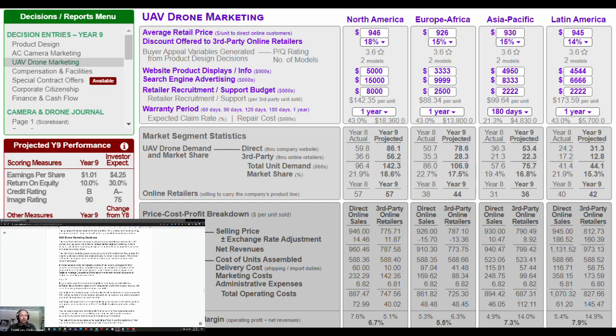UAV drone marketing decisions. The top of this third decision page displays 6 marketing-related decisions for UAV drones, and just below it is a section labeled Market Segment Statistics. Enter a value for any of these marketing decisions to see the effect on projected unit sales and projected market share. The UAV drone marketing page shows price, cost, profit breakdowns flowing from the marketing decision entries and projected sales volumes in each region. The bottom of the decision page includes a section for entering anticipated changes in the industry averages.